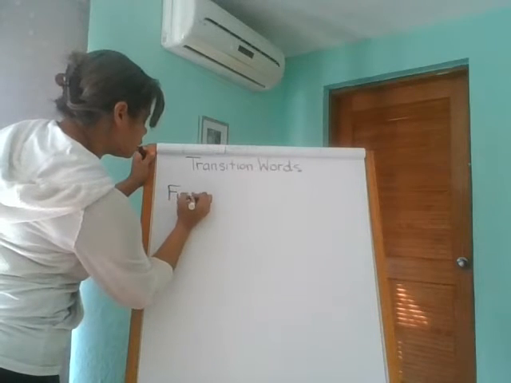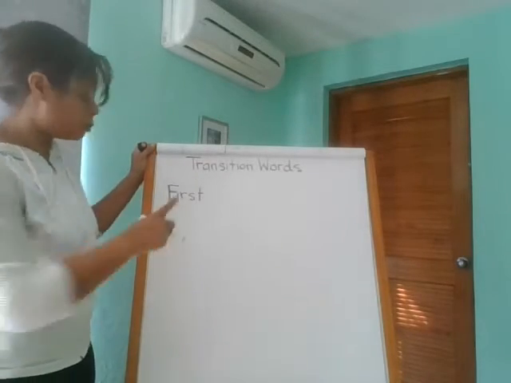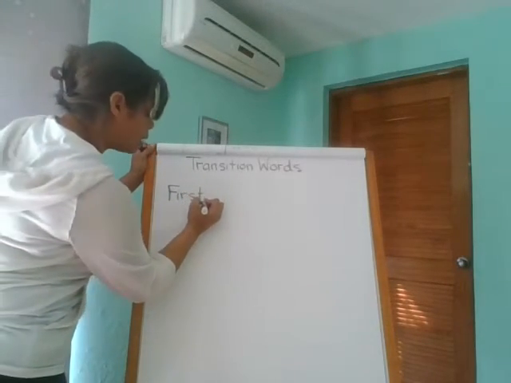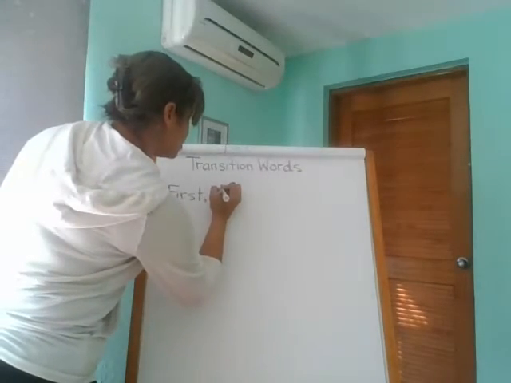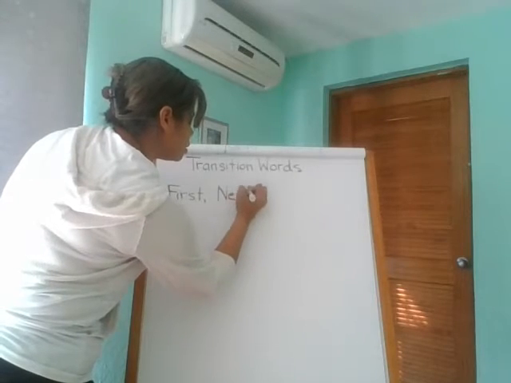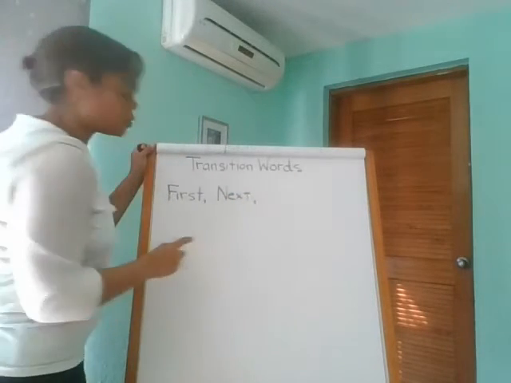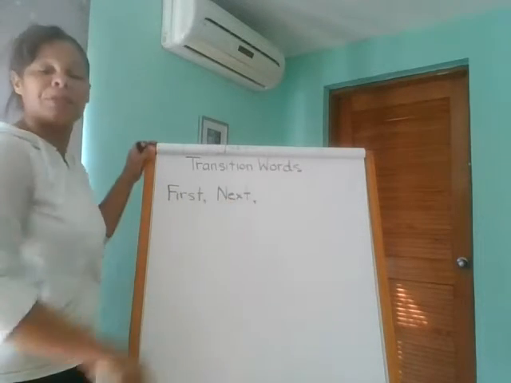First. Okay, so whatever your first detail is, you can put the word first followed by a comma, and then you can say what that detail is. Another transition word, next. Okay. So after you've said your first detail, but you're introducing your next detail, you can say next.